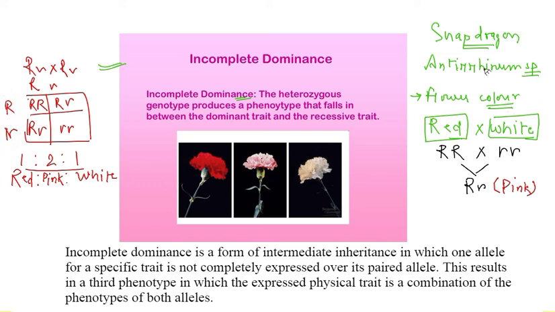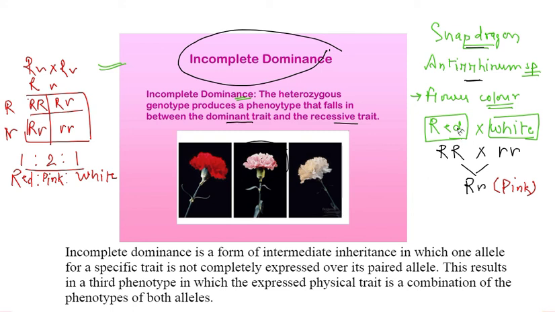Again, the plant name is snapdragon or Antirrhinum species. Here you can see the incomplete dominance. What is incomplete dominance? The heterozygous genotype produces a phenotype that falls intermediate, in between the dominant trait and the recessive trait, that is pink, which is the combination of red and white. So intermediate it is, and it is a deviation from the normal laws.